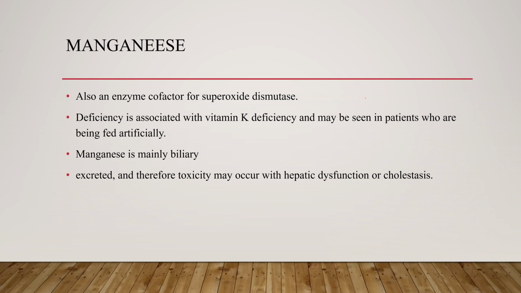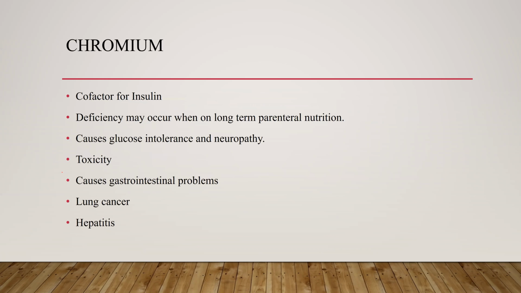Manganese, Mn, is also an enzyme cofactor for superoxide dismutase. Deficiency is associated with vitamin K deficiency, so most of the time with vitamin K deficiency we find manganese deficiency, and it may be seen in patients who are being fed artificially, those who are very sick in bed or maybe in coma and are fed artificially. Manganese is mainly biliary excreted, and therefore toxicity may occur with hepatic dysfunction or cholestasis.